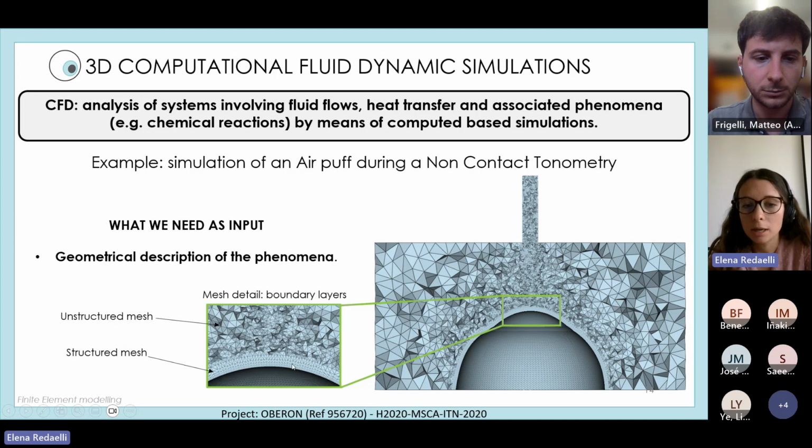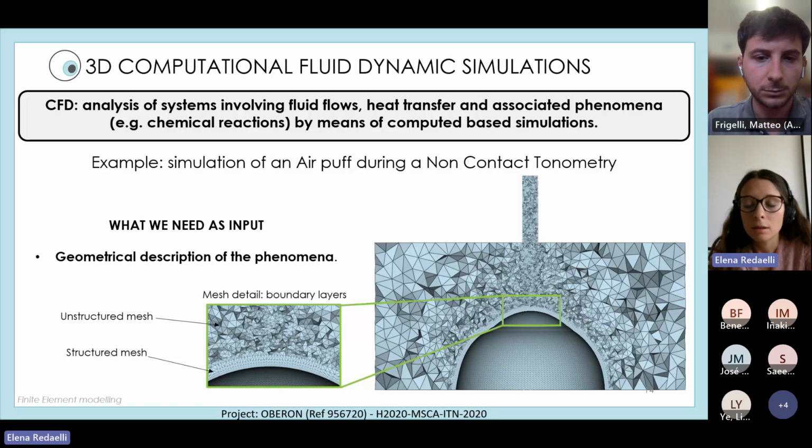This is called the boundary layer. In this layer we are more interested in the variables. So using a structured mesh, we can have a more accurate description of the variables in this region.